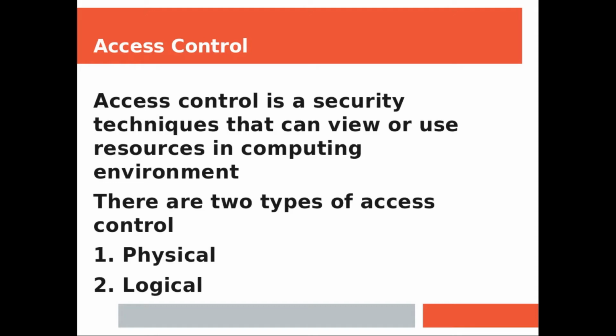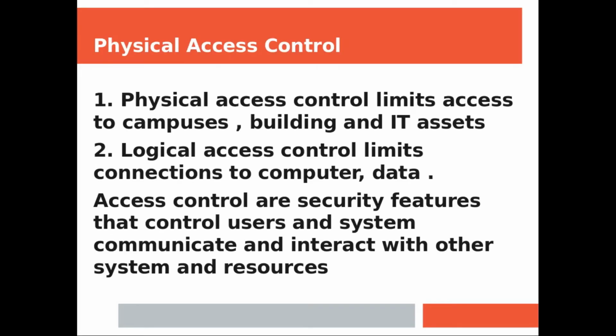Now, there are two types of access control. One is physical access control, the second is logical access control. Physical access control limits access to campus, buildings and IT assets. For example, when students are allowed to do practicals, thumb recognition of the staff members is physical access control. Logical access control limits connection to computers and data.